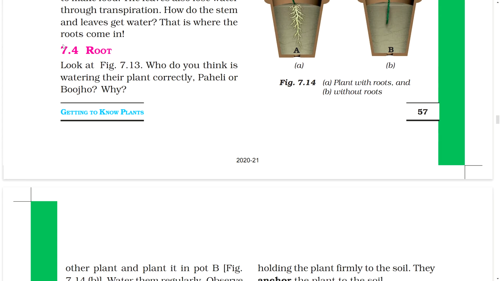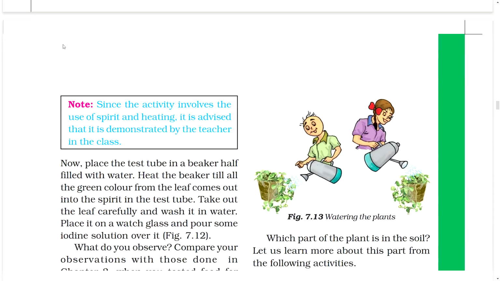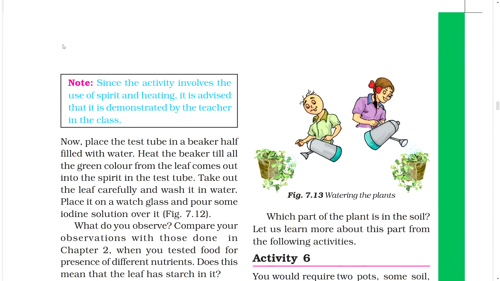7.4 Root. Look at the figure. Who do you think is watering their plant correctly, Pahli or Bojo? Why? Watering the plants. Which part of the plant is in the soil? Let us learn more about this part from the following activities.